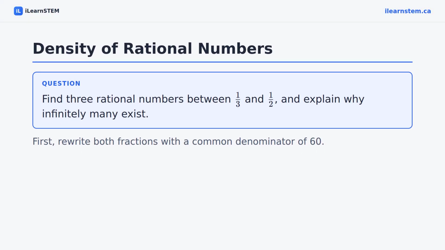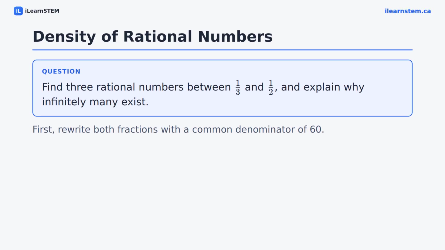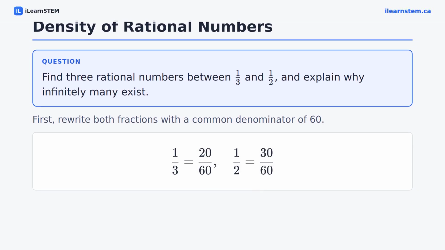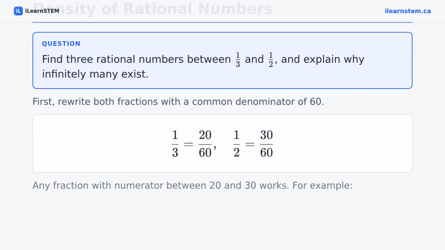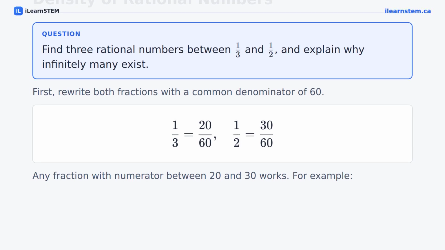First, rewrite both fractions with a common denominator of 60. 1/3 equals 20/60ths and 1/2 equals 30/60ths. Any fraction with numerator between 20 and 30 works.